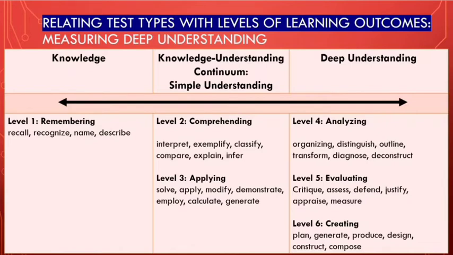So for knowledge, it's level one, remembering. For the knowledge understanding continuum, or simple understanding, it could be level two, comprehending, or level three, applying. For deep understanding, we have levels four up to level six. I repeat, these are important. We are studying this again. I am presenting it again in order for you to understand better what we are measuring.